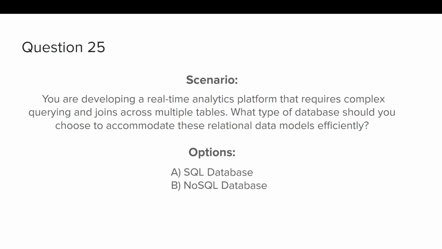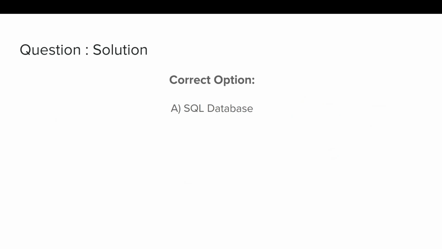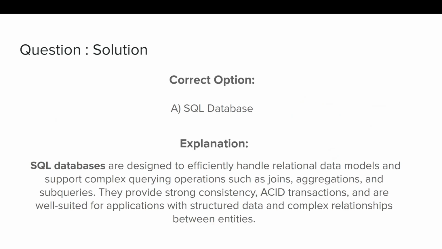Here is the last question for today. Developing a real-time analytics platform that requires complex querying and join. Very simple. What type of database should you choose to accommodate? We just now discussed the use case, complex query and join. So blindly, the answer for this is going to be SQL database. Wherever you have joins, aggregations, subqueries, SQL database without any second thought is going to be the first choice.